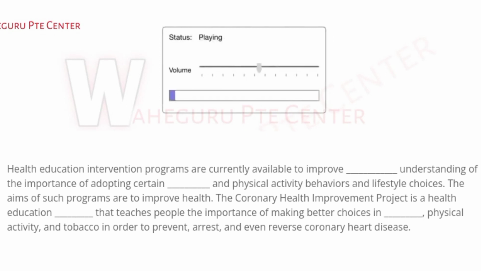Health education intervention programs are currently available to improve cognitive understanding of the importance of adopting certain dietary and physical activity behaviors and lifestyle choices. The aims of such programs are to improve health. The Coronary Health Improvement Project is a health education intervention that teaches people the importance of making better choices in nutrition, physical activity, and tobacco in order to prevent, arrest, and even reverse coronary heart disease.